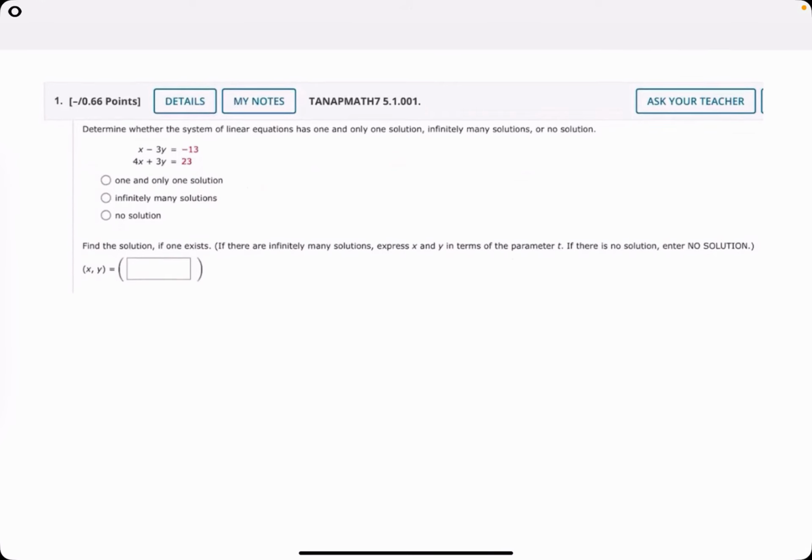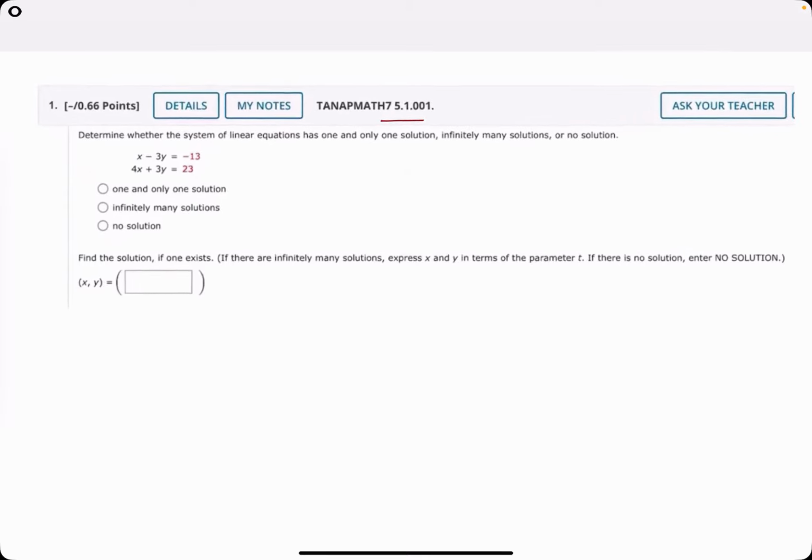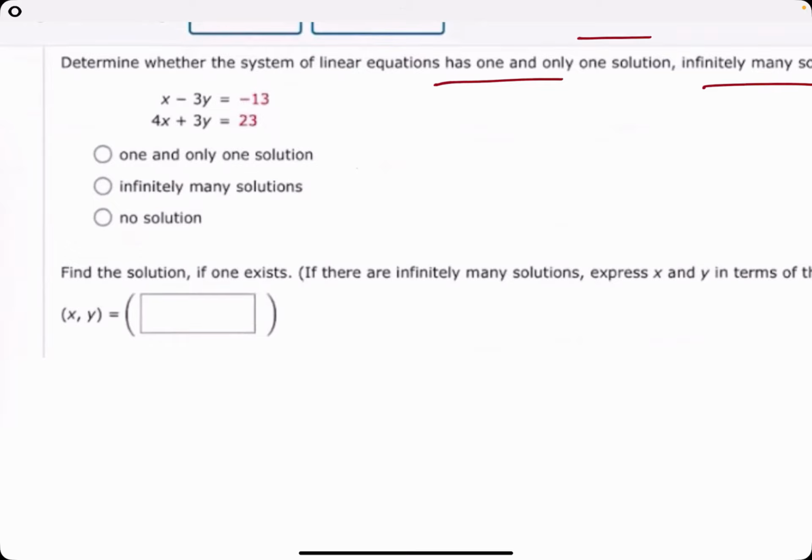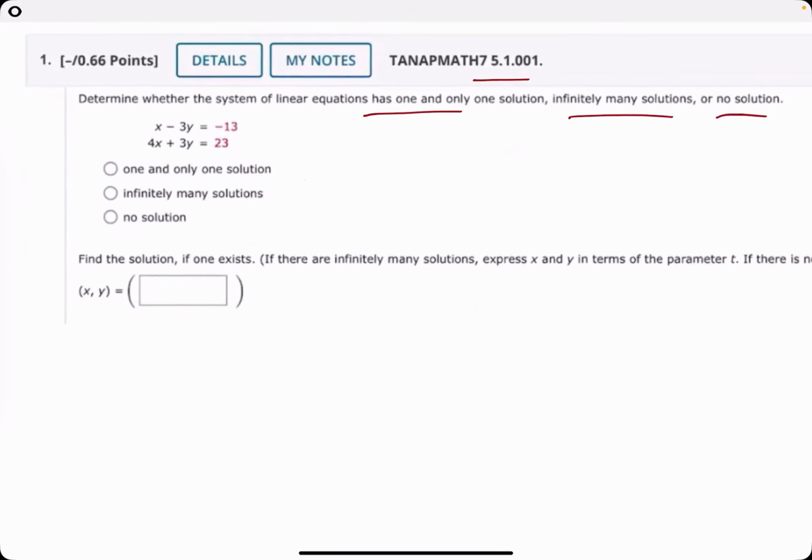Okie dokie. In this video, we are starting 5.1's WebAssign. Let's get into it. So they say determine whether the system has one and only one, infinitely many, or no solutions. So we're really just solving for x and y using algebraic methods like substitution or elimination, whichever you prefer.